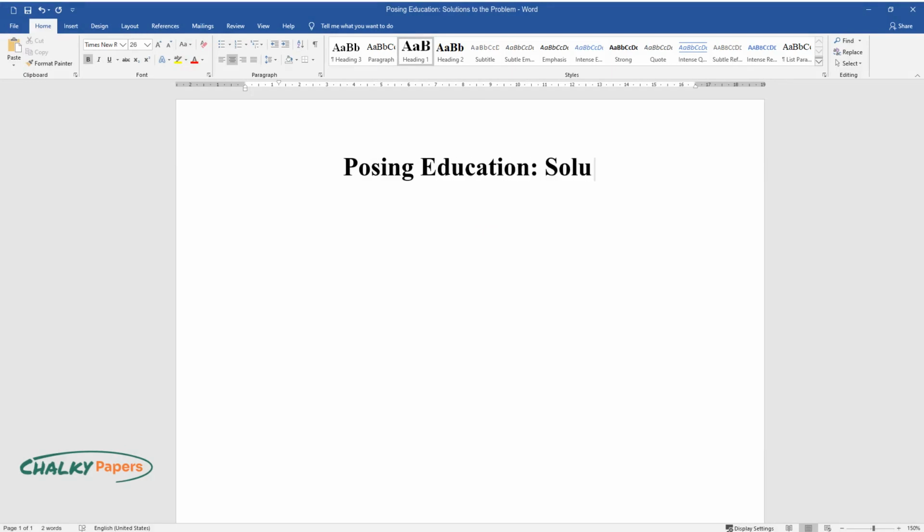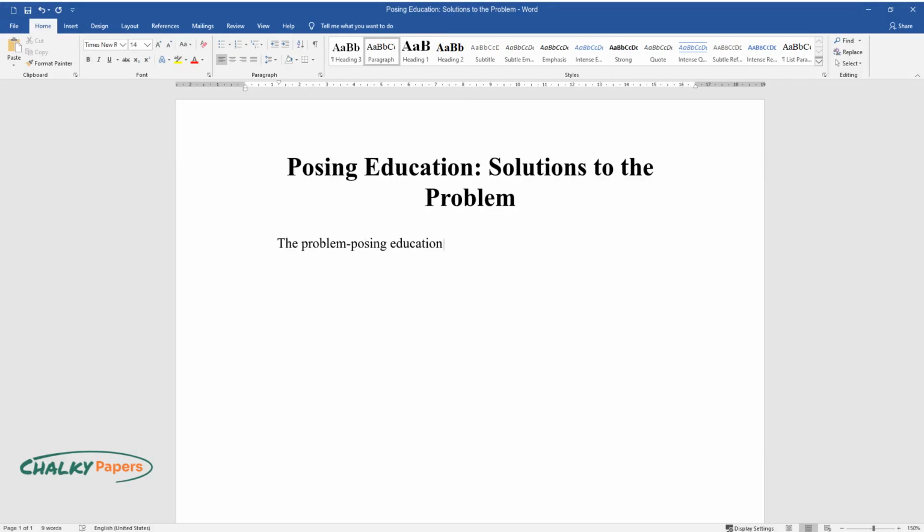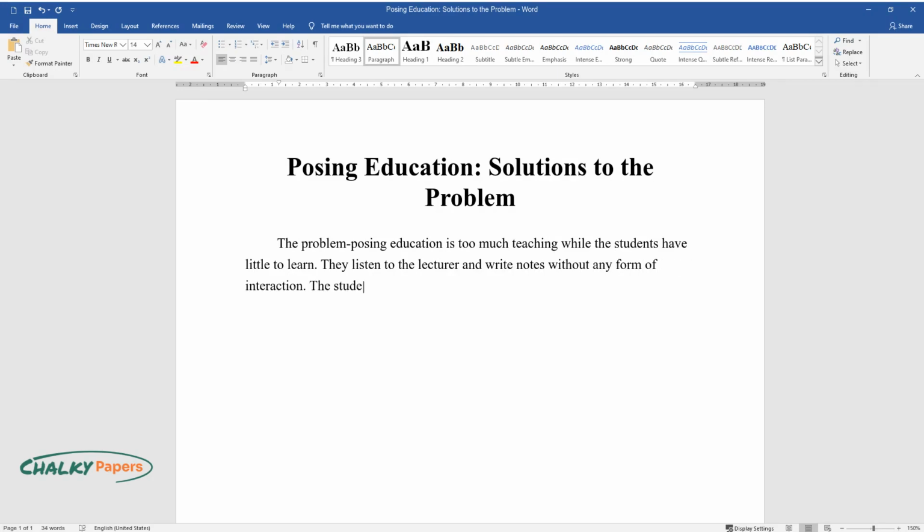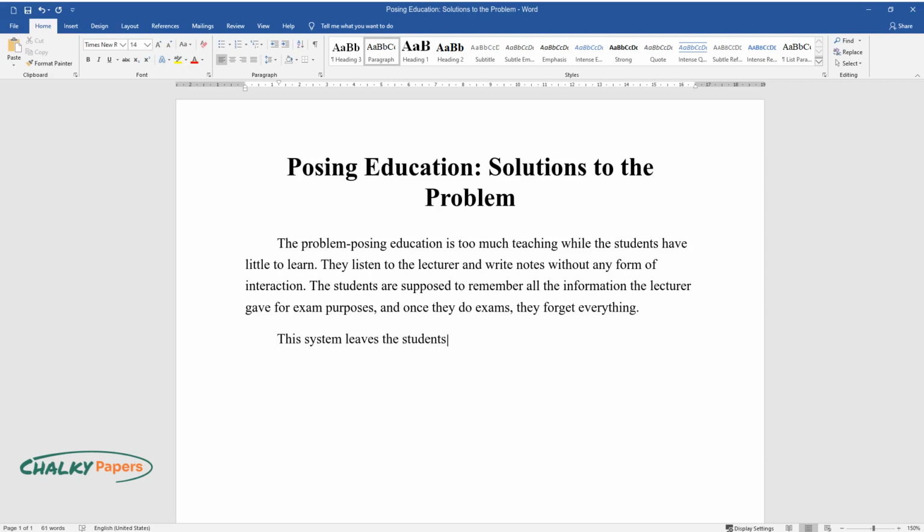Problem-posing education: solutions to the problem. The problem with this education is too much teaching while the students have little to learn. They listen to the lecturer and write notes without any form of interaction. The students are supposed to remember all the information the lecturer gave for exam purposes, and once they do exams, they forget everything. This system leaves the students empty and having learned nothing from the lectures.